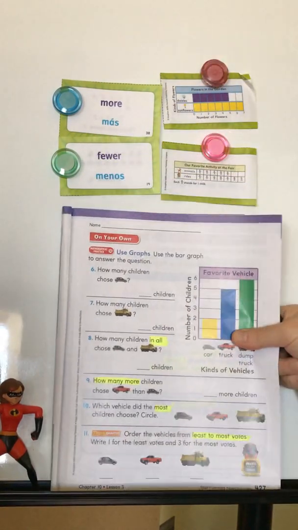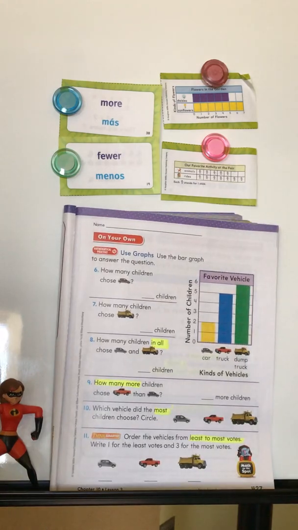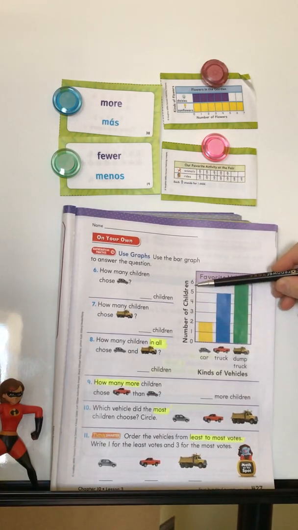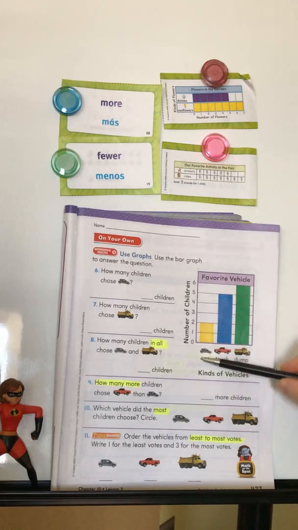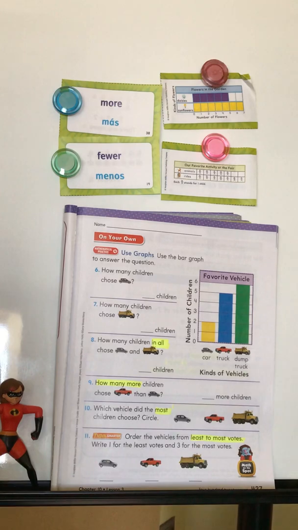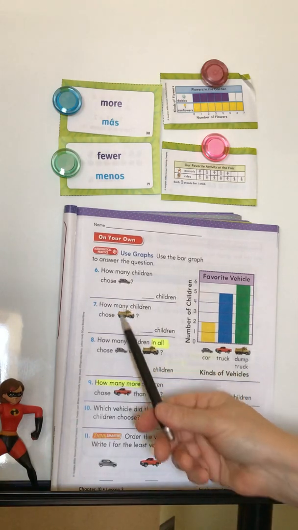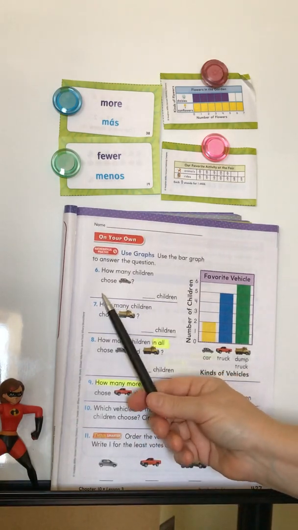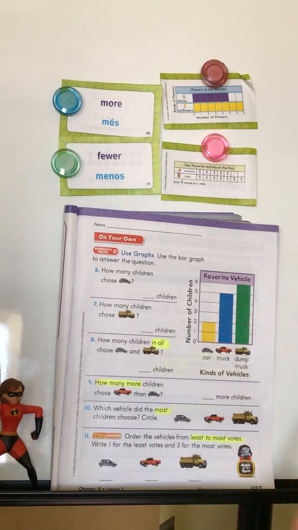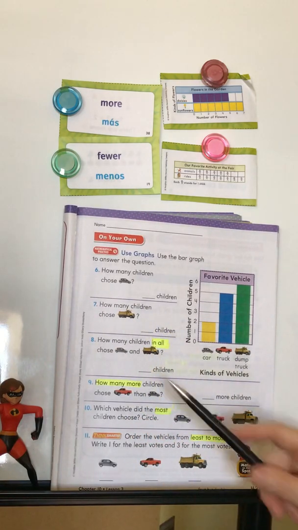Okay, on page 427, we're going to use this bar graph to answer the questions of favorite vehicles. You can see this bar graph is going up. So the number of children is over here, titles here, the kind of vehicles are down here. So now we're going to go up in our bar graph. So you're going to answer these questions on your own. How many children chose car? How many children chose dump truck? So go look at those bars, find the number.